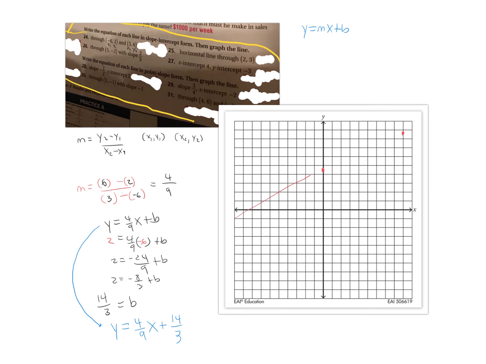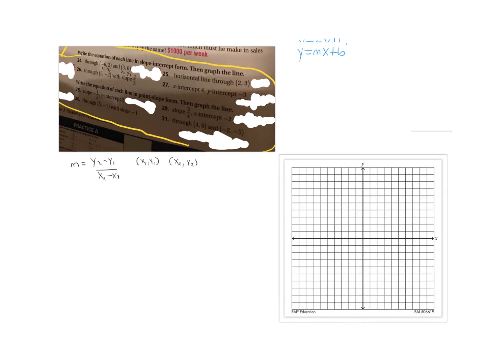All right. And then you just connect the dots and then you would be done. So that's that one. Okay. Looking at the next one that says we want a horizontal line through 2 comma 3.